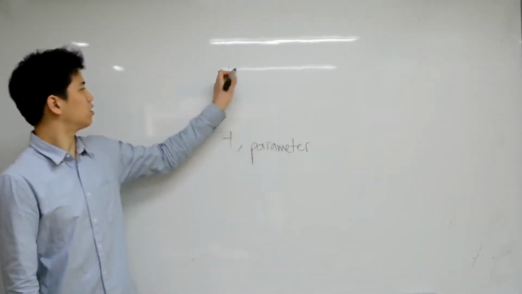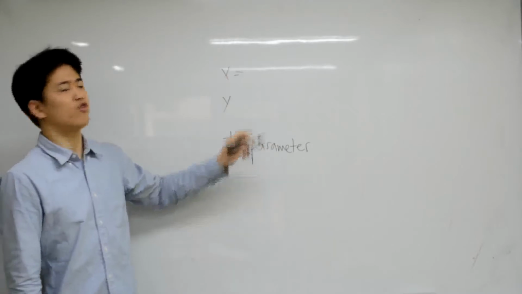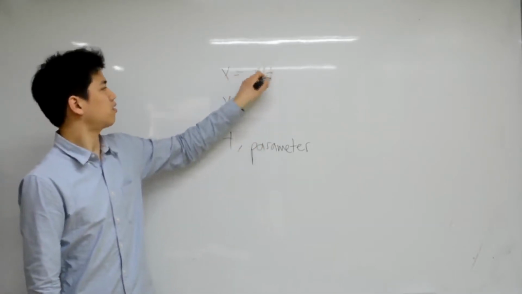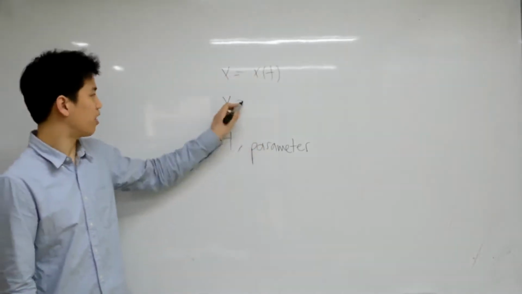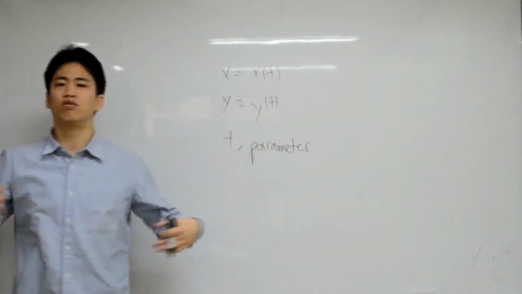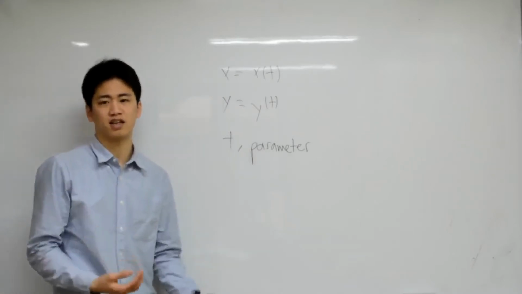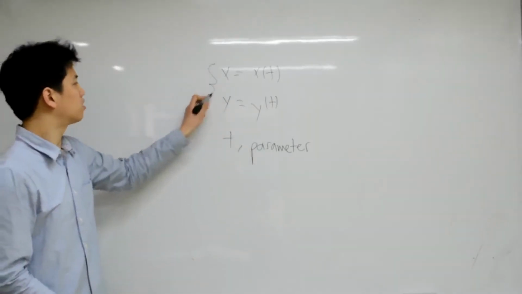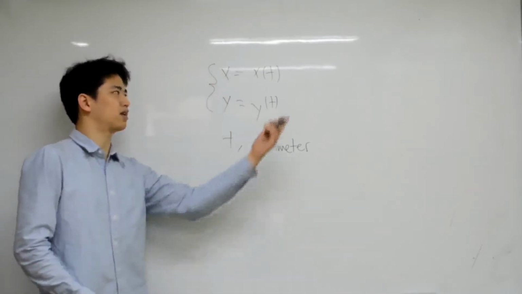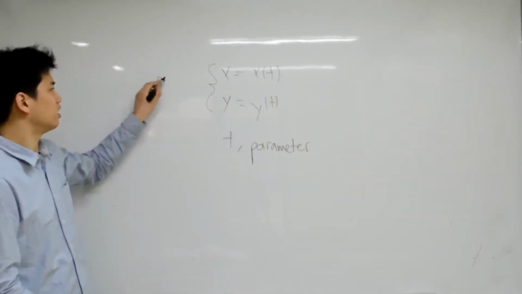So what we do is we write both x and y as functions of t. So x might equal x of t, y might equal y of t. So again, these two are functions, but the original relation between y and x doesn't have to be a function. It can just be any kind of relation. So because these two variables are now being expressed in terms of a parameter, we call these parametric equations.